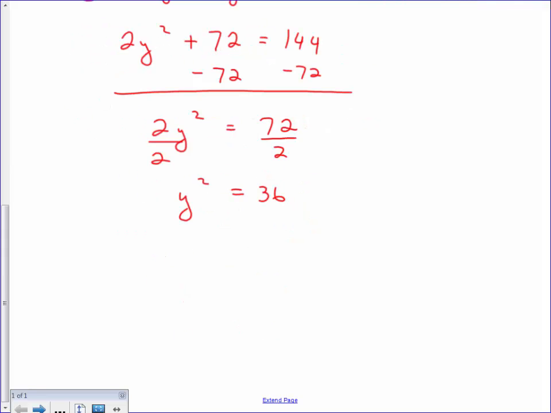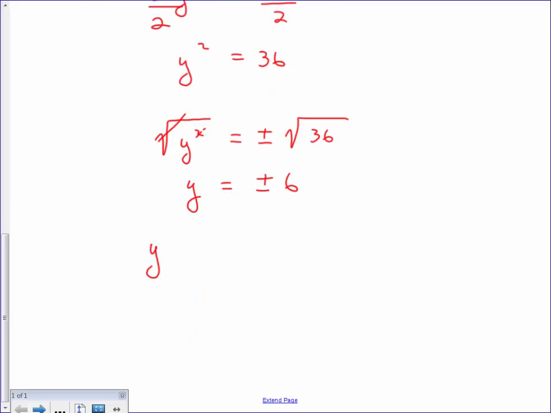To solve something that has a single square on it, you can take the square root of both sides. Remember that you have to put a plus and minus on the right hand side in front of your square root, since every squared value has two solutions. On the left side, your square root and your square cancel. That leaves you with just your y. And then on the right side, the square root of 36 is 6, and so you end up with plus and minus 6 as solutions. So y is equal to 6, or y is equal to negative 6.